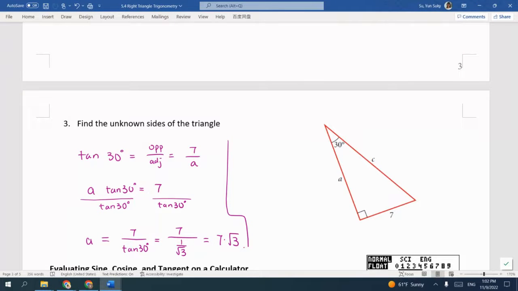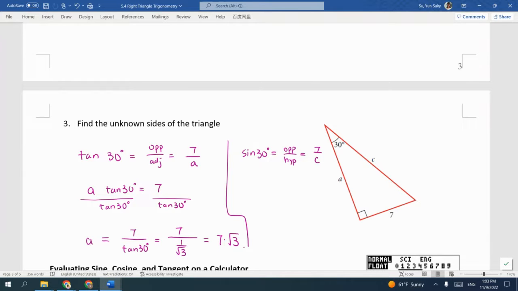Which way do you prefer? The angle, the sine, or the Pythagorean theorem? Which one? Pythagorean theorem? Sine? Sine. Okay, yes. Sine. So we have sine 30 degrees is opposite over hypotenuse. Opposite is 7. Hypotenuse is C. Right? We want to find C.